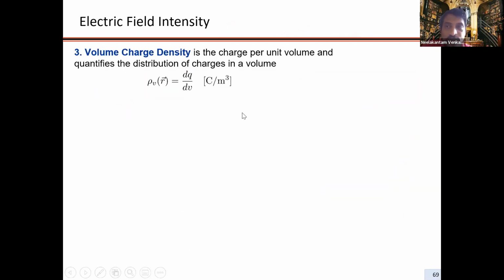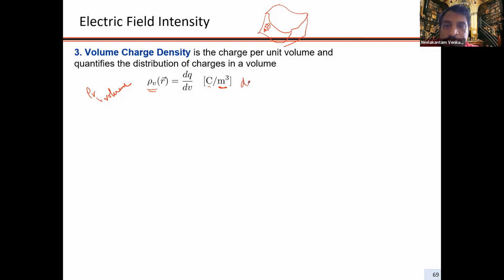So similarly, in 3D, instead of a surface, I'm going to have a volume. And in this volume, I can have a small little volume dV. The charge per unit volume becomes my volume charge density, where rho V stands for the volume. Instead of a surface, it's volume, and it's in Coulomb per meter cube. This is like mass density, mass per unit volume. Similarly, here it's charge per unit volume.